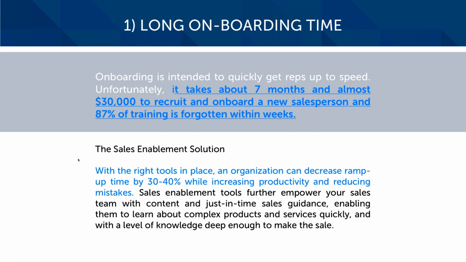So the sales enablement solution is that you have the right tools so that you can decrease that ramp-up time. Imagine that you can shorten that by 30–40% while increasing their productivity, so that it's not just that they know the products, and reducing the mistakes that they make. And that's what we're looking to highlight for you.